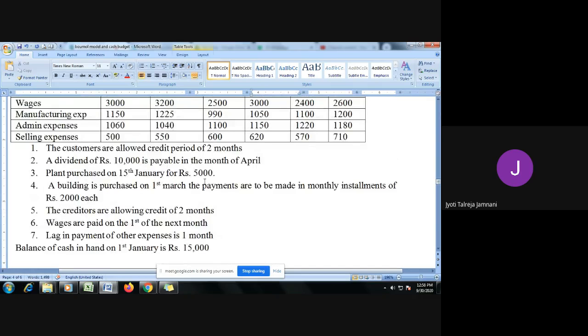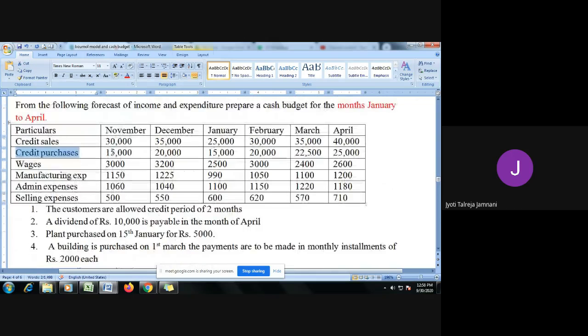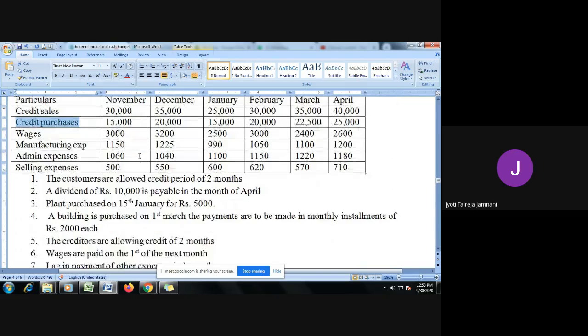The next problem, the next adjustment, the creditors are allowing credit of 2 months. Now creditors are related to your credit purchases. These are the people from whom you purchase goods, or they are your suppliers. So you have purchased goods but you have still not paid, so they are giving you 2 months time to pay. That means whatever I have purchased in November, I can pay it in January. I'll not pay in November, December, I'll pay it in January.